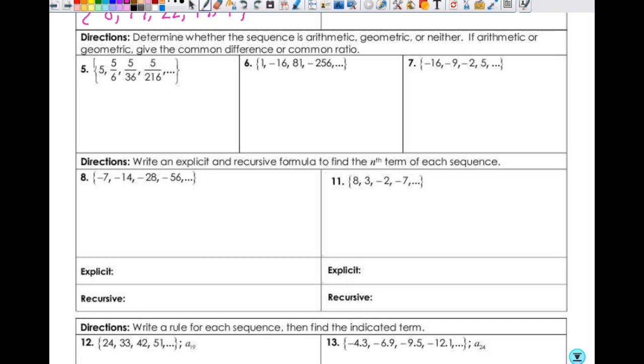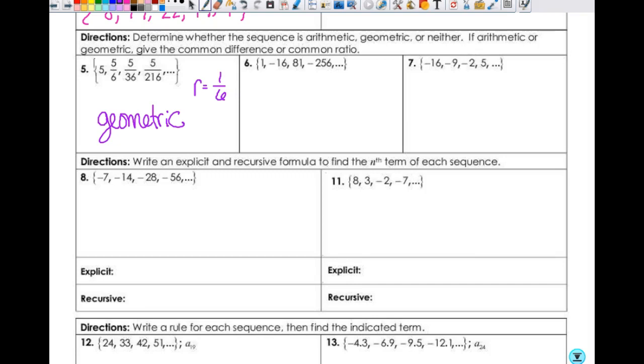But if I just look at number 5 here, I've got 5, 5/6 and then 5/36. So it looks like each one of these is being multiplied by 1/6, which means that my R would be 1/6, and this would make it a geometric sequence. Remember, if it's being multiplied by something, it's geometric. If something is being added, it's arithmetic.